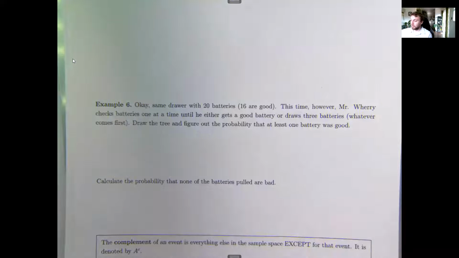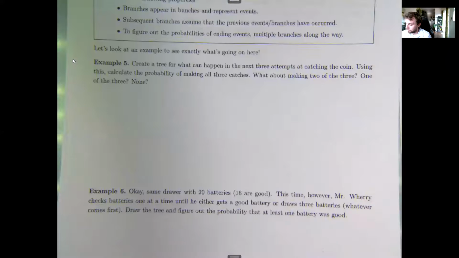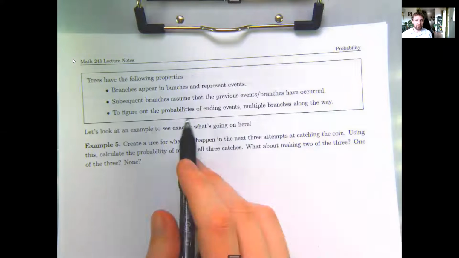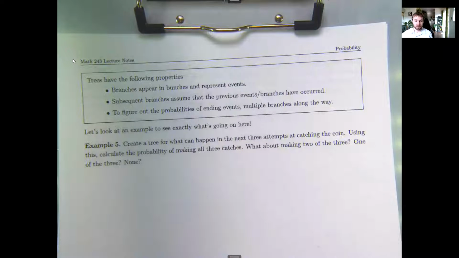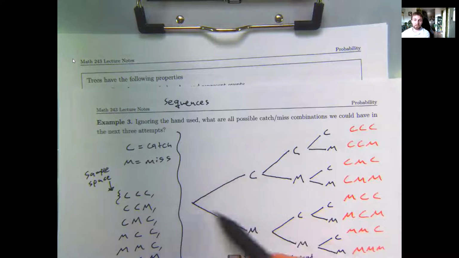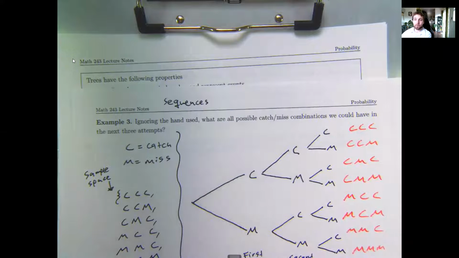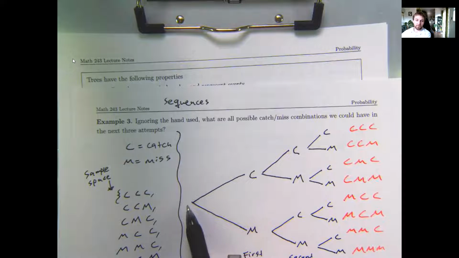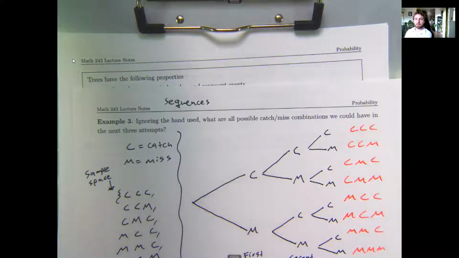So more generally, when I'm making a tree, branches appear in bunches and they represent events. So for example, this first set was either catch or miss. And I could have 3 or 4 things in a set of branches, like maybe these are flavors of candy. And I have cherry or mint or strawberry, so I could have 3 or more branches.